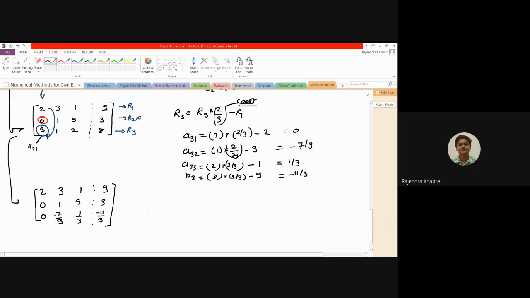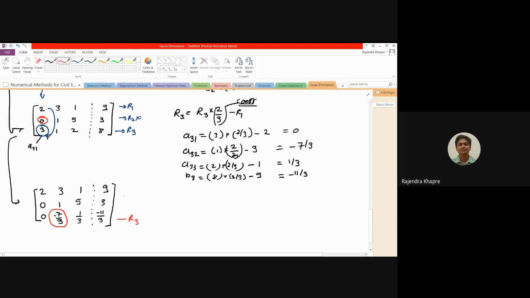Yes, sir. Okay. Now see, till now we have just converted the first column to 0, but the entire matrix is still not yet converted to the upper triangular matrix. This particular element is still a non-zero element, okay. So we have to convert this into a 0, okay. So again, in this case, you have to operate on R3, okay.